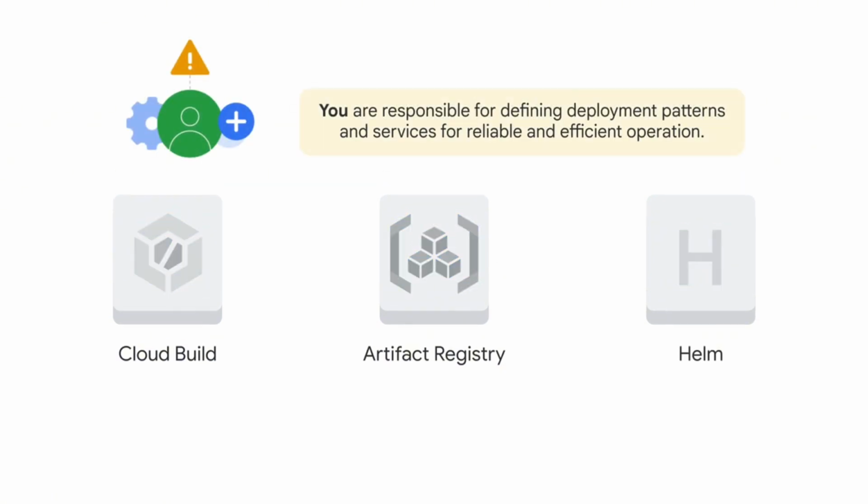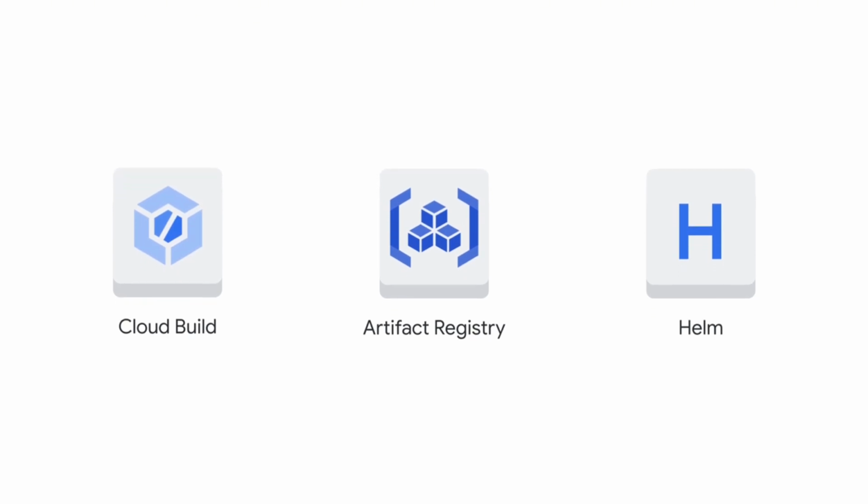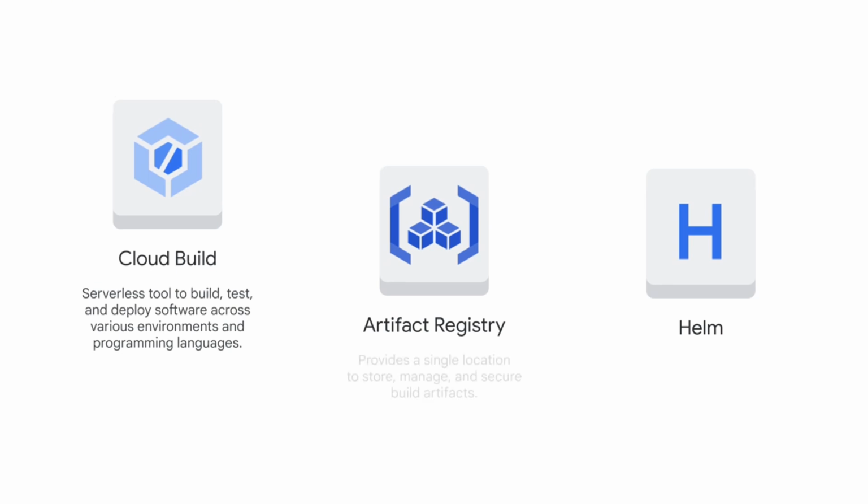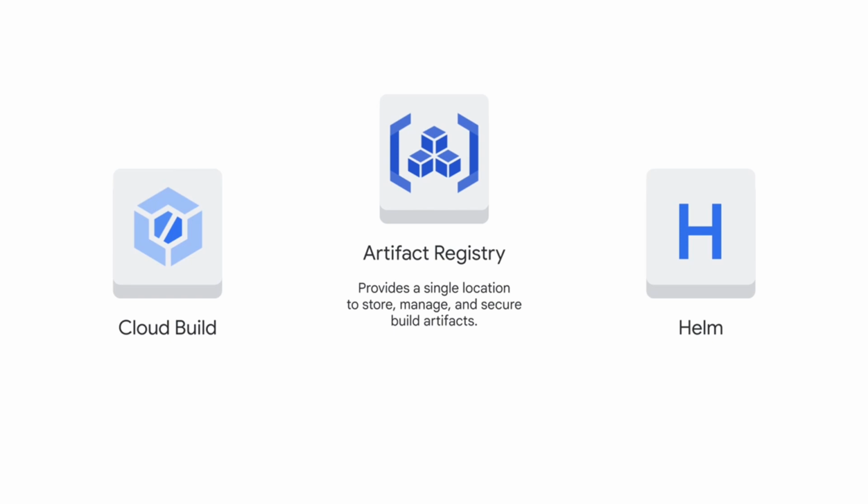Google Cloud tools like Cloud Build, Artifact Registry, and Helm help get software into your cluster. But you are responsible for defining deployment patterns and services for reliable and efficient operation. Cloud Build is a serverless tool that helps you build, test, and deploy software across various environments and programming languages. Artifact Registry provides a single location to store, manage, and secure build artifacts like container images. GKE can fetch these images from the registry and then run them in pods.